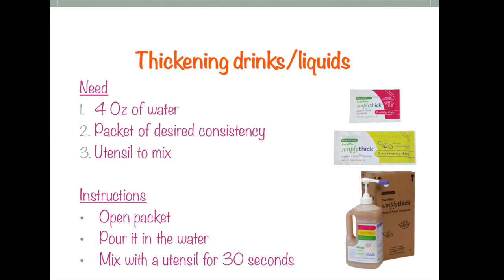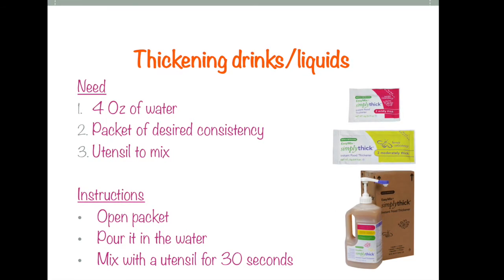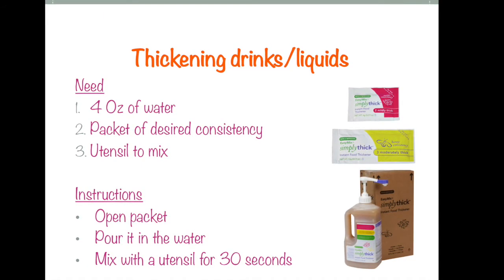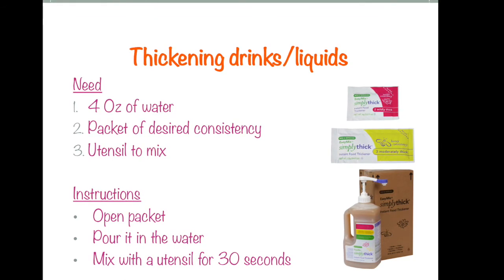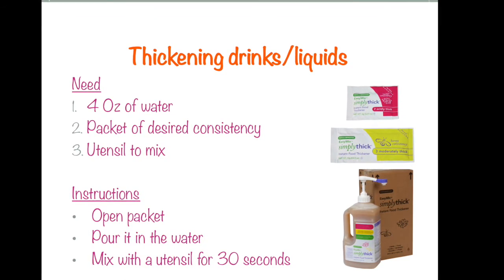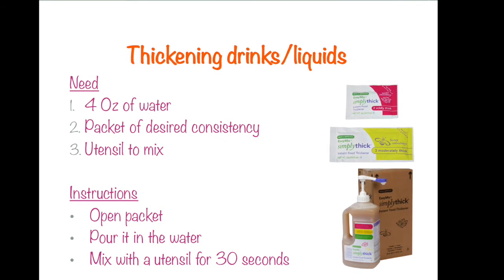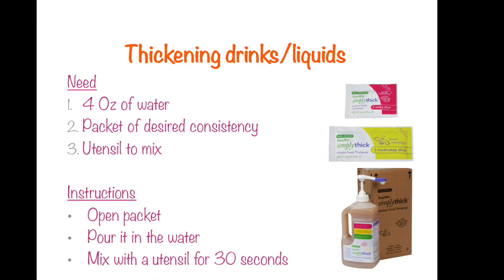You'll need 4 ounces of water, the packet of desired consistency, which contains 6 grams for mildly thick, 12 grams for moderately thick, and 18 grams for extremely thick, and a utensil to mix. You should note that Simply Thick likes to utilize names like nectar, honey, and pudding since they are the terms that were utilized before.